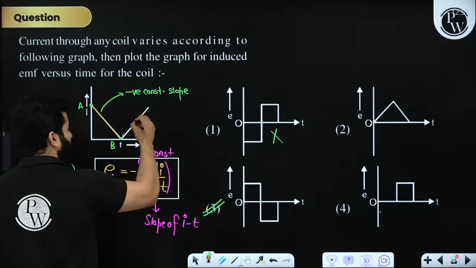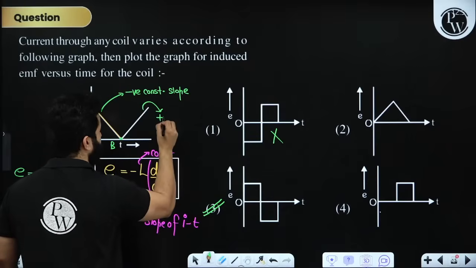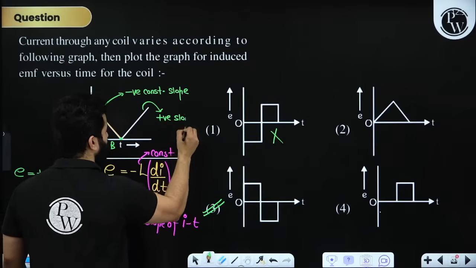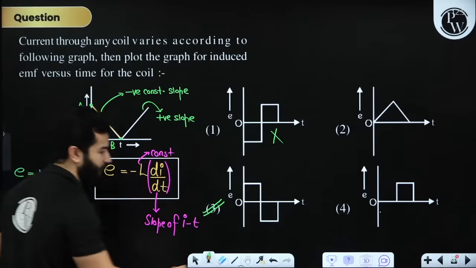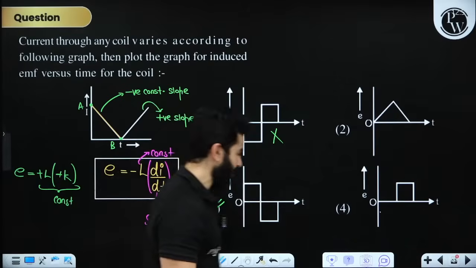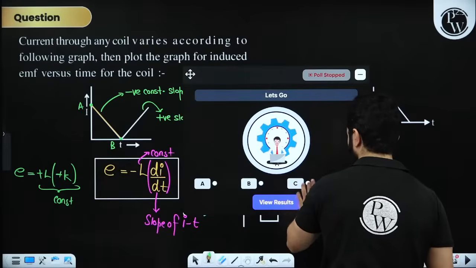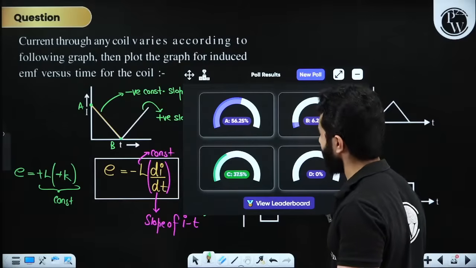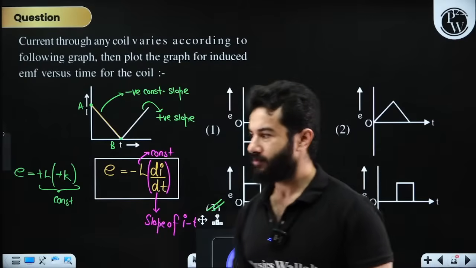After this, my dear friends, for this you have got a positive slope. If the slope becomes positive, you still have one negative sign, and that's why induced EMF will be negative. So the answer is over here. C is the correct answer. Let's move on to the next question. Please pay attention.